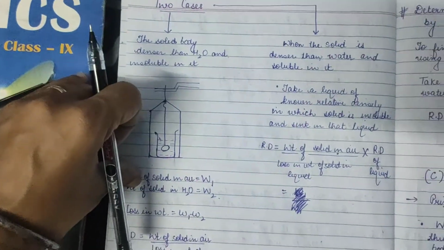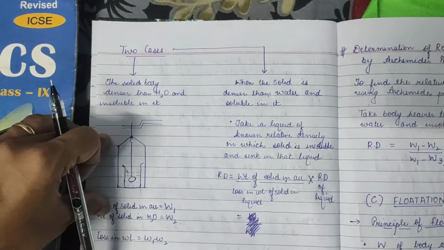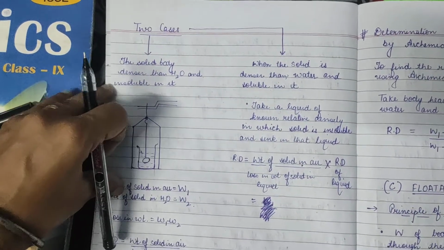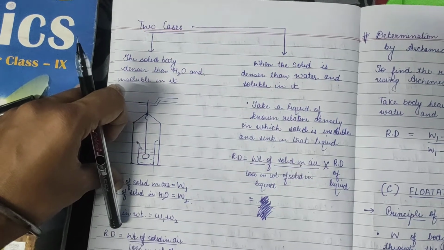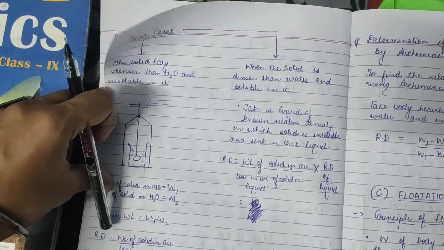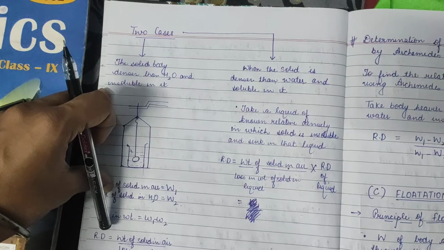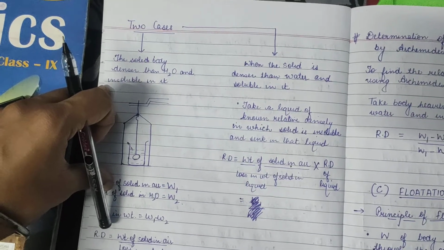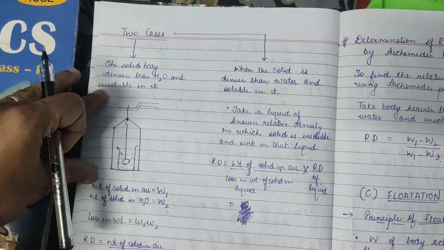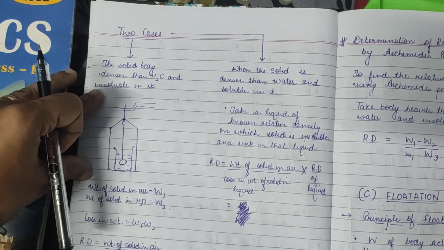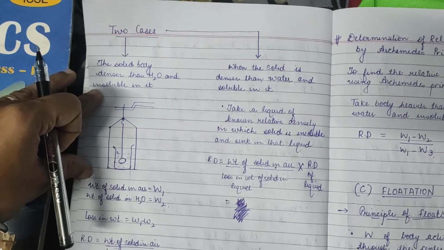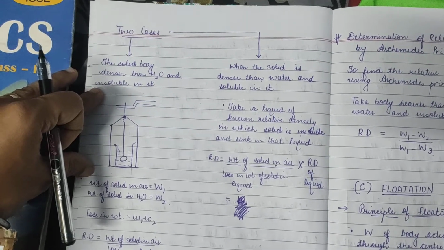Now in this case, we further have two cases. Now we are talking about a solid substance. In the case of a solid substance, two things are there: either the substance is insoluble in water or the substance is soluble in it. Fine, two cases. The first one we are taking is when the substance is insoluble in it.